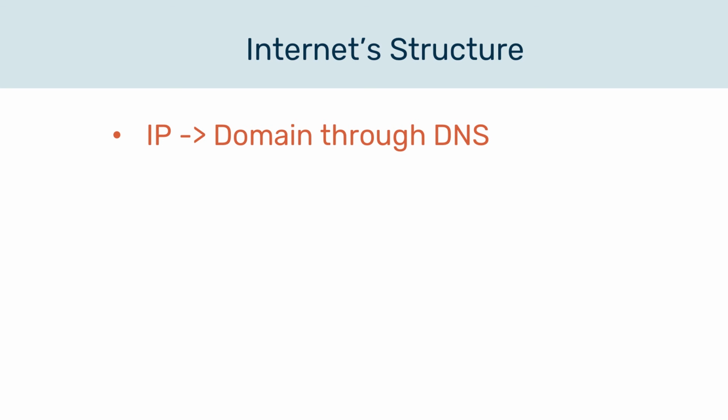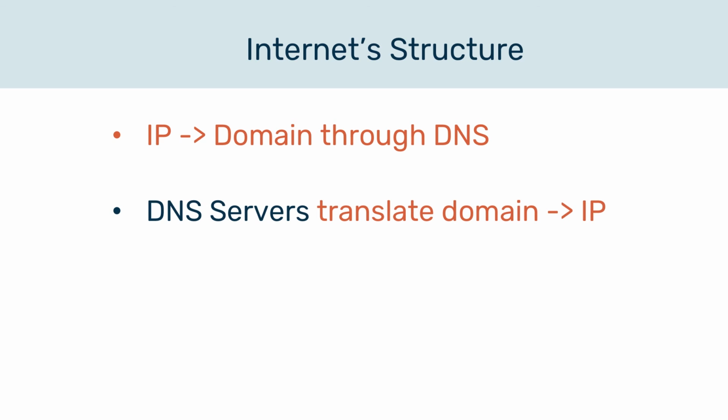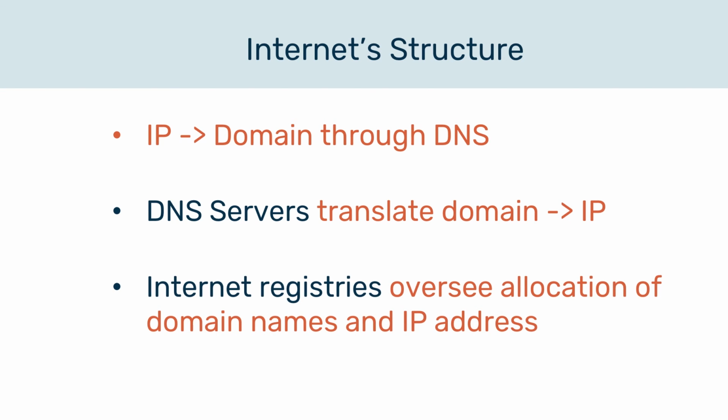Through the domain name system, we can link a difficult-to-read IP address to a memorable domain name. DNS servers are the dedicated pieces of hardware that translate them. Finally, Internet registries are organizations that oversee and regulate the allocation of domain names and IP addresses. They are needed so that they are kept unique and IP addresses are limited to specific geographical regions.